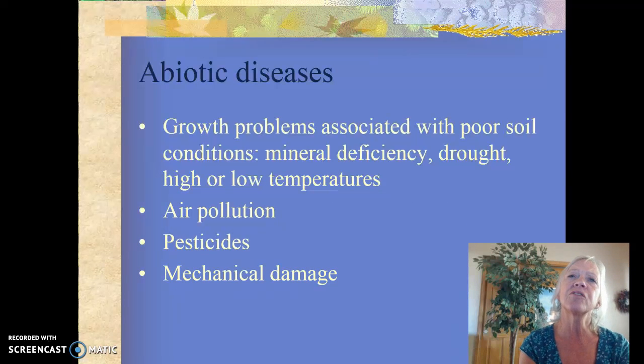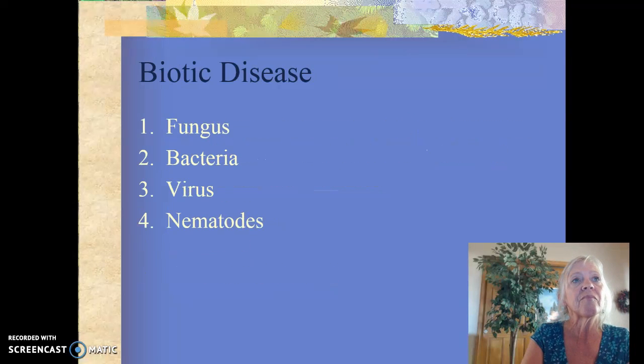Abiotic are associated with poor soil, mineral deficiency, drought, high or low temperatures, and also includes air pollution, pesticides, and mechanical damage. You'll see air pollution alongside roads, and you'll wonder why those trees are dying. And you'll see that there's just a band of trees right near the road, which could be caused from salting roads in the wintertime, but also air pollution from cars. And of course, there's larger scale from industry.